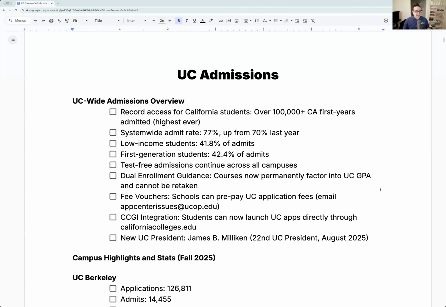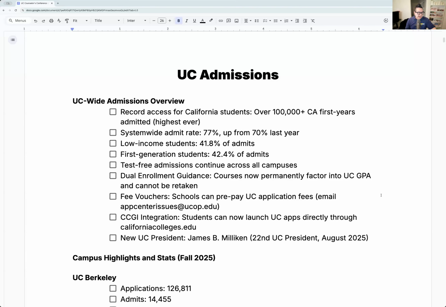You can see this past year, 100,000 California first years admitted, the biggest in history, right? First time we hit over 100K. The admit rate is up to 77% across the system. 41% of admits were from low income, 42% from first generation. Test free: for those who don't know, UCs don't care about test scores, so you don't submit any scores. That's their test-free policy.